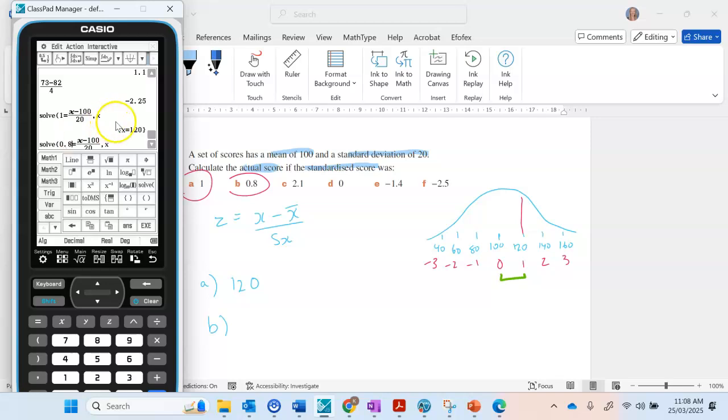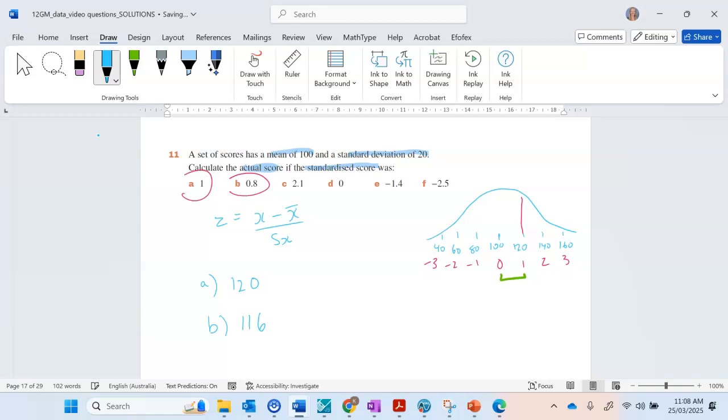Nothing else changes because we're still using the mean of 100 and standard deviation of 20. There it is, 116. Remember I said it was going to be between 100 and 120. Then for C, we've got a Z score of 2.1. So 2.1 is kind of here. I'm going to guess it's around 140 something. It's definitely between 140 and 160, but 2.1 is pretty close to 2. So I'm going to say it's 140 something.